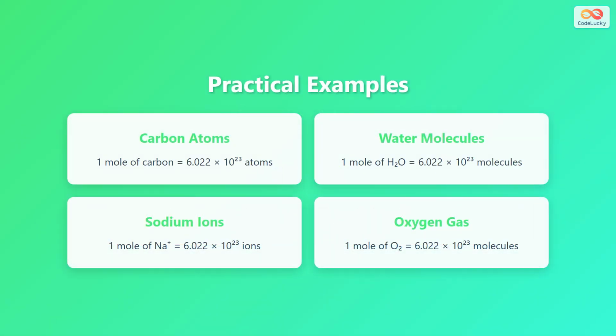Let's look at some practical examples to understand this better. 1 mole of carbon contains 6.022 times 10 to the power of 23 carbon atoms. 1 mole of water, or H2O, contains 6.022 times 10 to the power of 23 water molecules. Similarly, 1 mole of sodium ions contains 6.022 times 10 to the power of 23 sodium ions, and 1 mole of oxygen gas, O2, contains 6.022 times 10 to the power of 23 oxygen molecules. The number stays constant regardless of the substance.